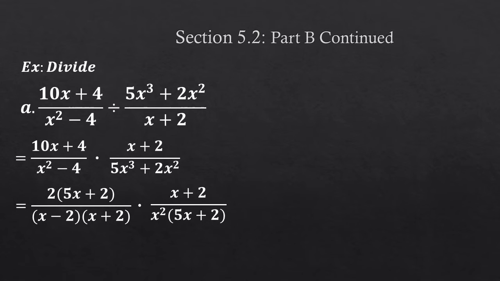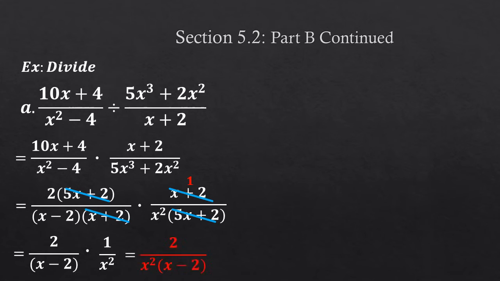And there's a couple things that simplify here. I can cancel out the 5x plus 2's. I can also cancel out the x plus 2's. Now remember, because the numerator of the second fraction cancels out completely, we will replace it with a 1. So now we have 2 over x minus 2 times 1 over x squared.